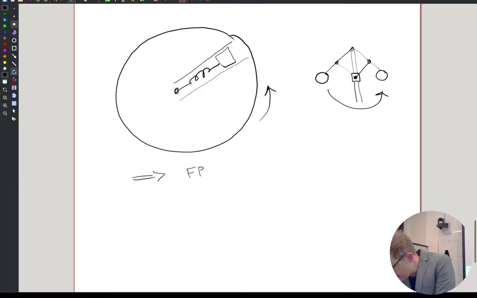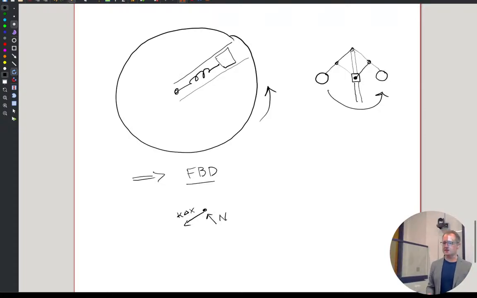We need a free body diagram. So we know that there's some k delta x, and some kind of force that forces it to go in a circle, like a normal force, and that's it. Those are the main forces that we have, and all that's equal to our kinetic diagram. Yeah, what's the normal force?